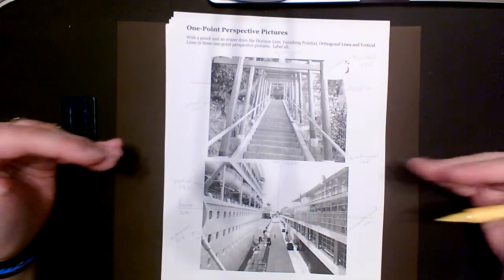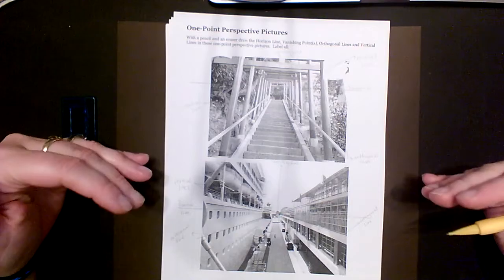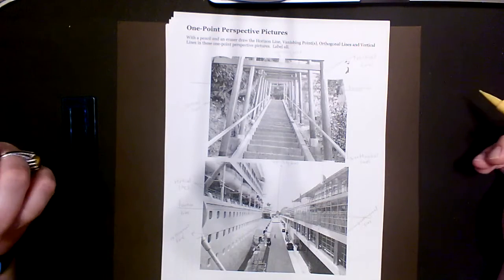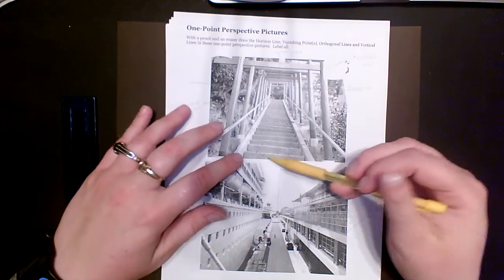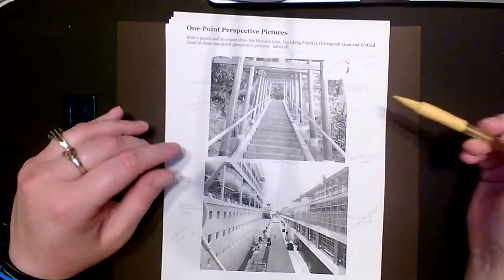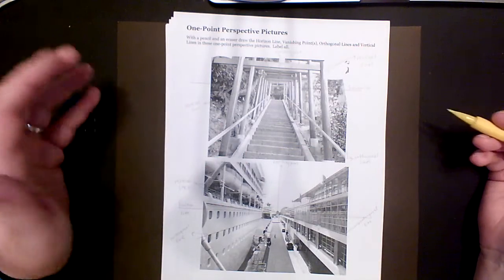So that is one-point perspective pictures. That's how you will locate your vanishing point, your horizon line, any verticals, your horizontal lines in them, and your orthogonal lines.